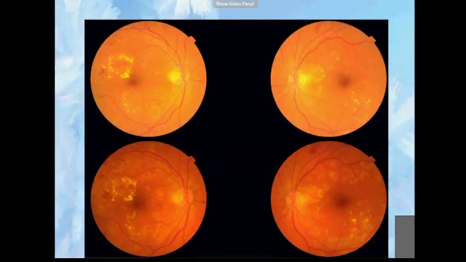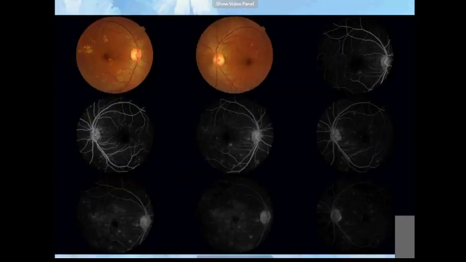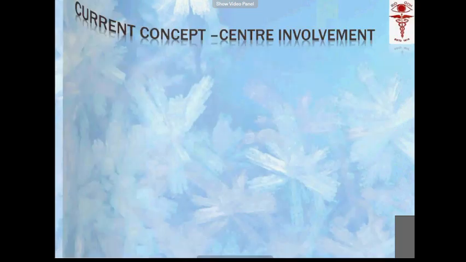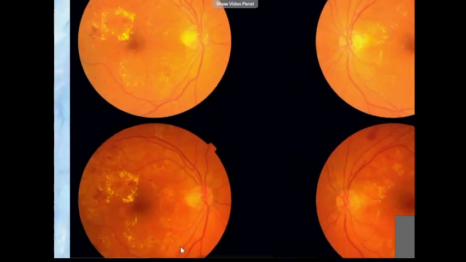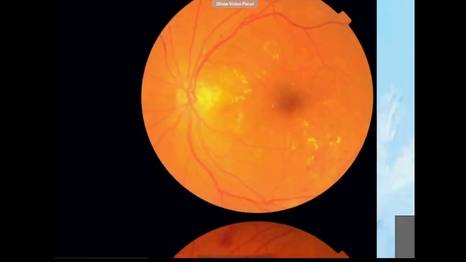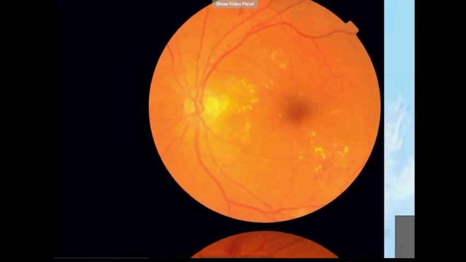So again in macular edema, you can see the white marks here. Here white marks. Can you see white marks close to the exudate? So these are the laser marks. So this is before treatment, and see after treatment.